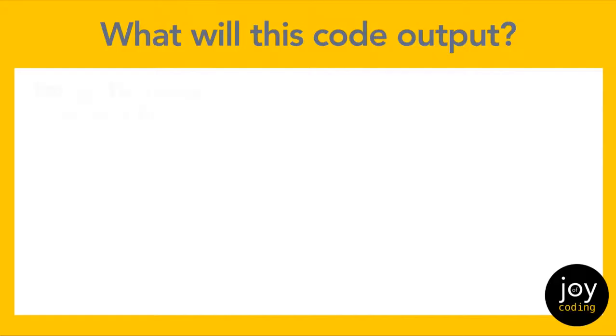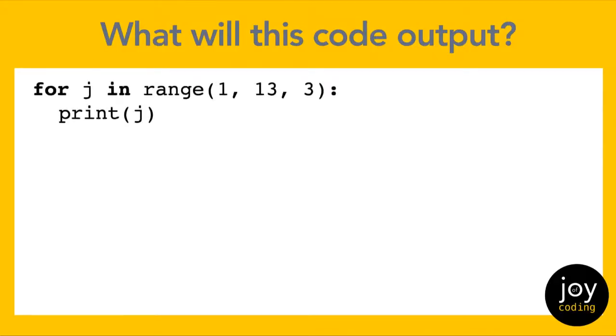So let's look at an example. For j in range(1, 13, 3), print j. Take a moment, pause the video, and work out for yourself what you think this will output. Did you write it down? If you said the output will be 1, 4, 7, and 10, you are correct.